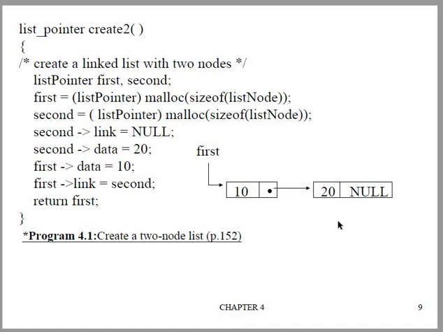Similarly, the second node's data is also read from the user. And the first node's link we are making to point to the second node. Okay, first link equal to second, and the second node's link is null.